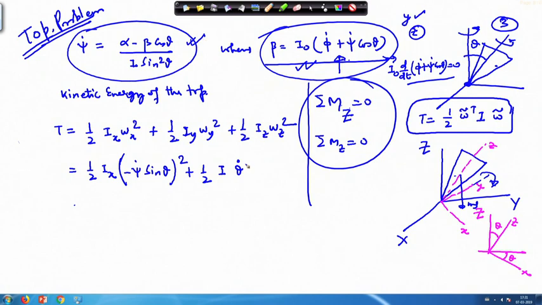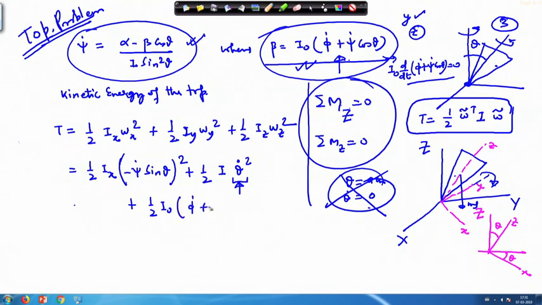So, this is valid and this is also valid here. But in this particular top case, theta dot will not be equal to 0, as earlier we assumed theta to be a constant and therefore theta dot equal to 0. So, that condition is not valid here. Omega x and omega y is simply theta dot. So, we put this here, plus 1 by 2 I 0 times phi dot plus psi dot cos theta, this is your omega z, squared. This is the total kinetic energy of the system.